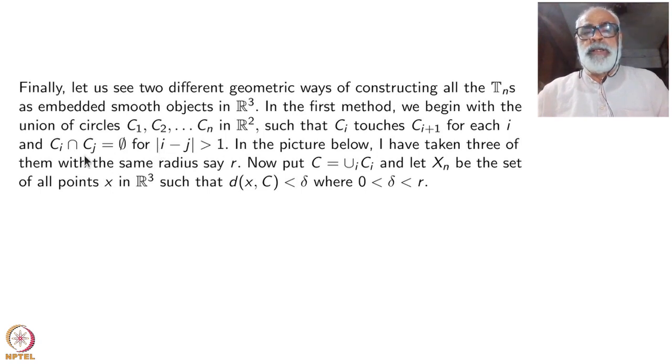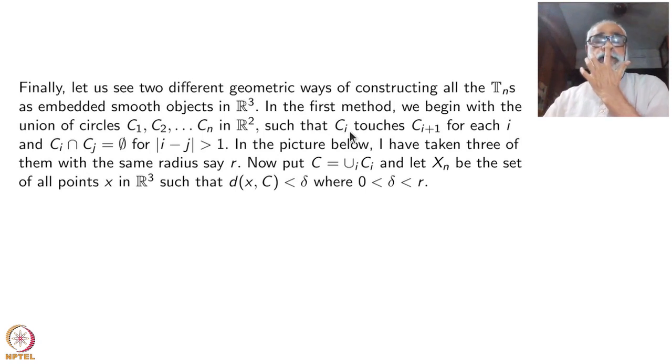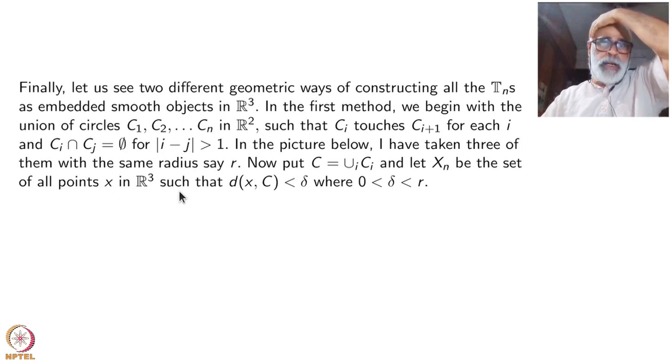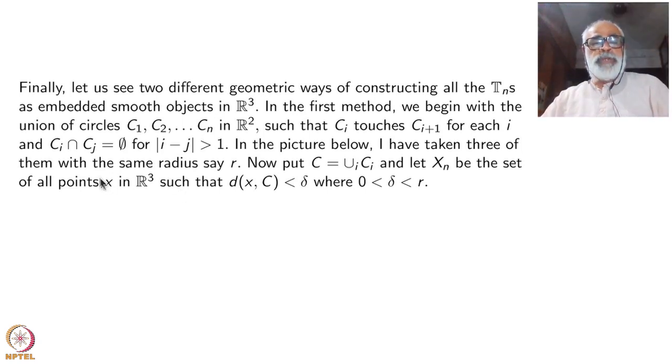What are the disjoint ones? C1 and C3 are disjoint. C2 and C4 are disjoint and so on. So whenever i minus j is bigger than 1, they are disjoint. When they are consecutive, they have a single point in common. They are touching each other. In the picture below, I have taken 3 of them because the picture has to be limited. You can't take n anyway, right? So 3 of them with the same radius r. That is just an extra thing so that you get a nicer picture as well.